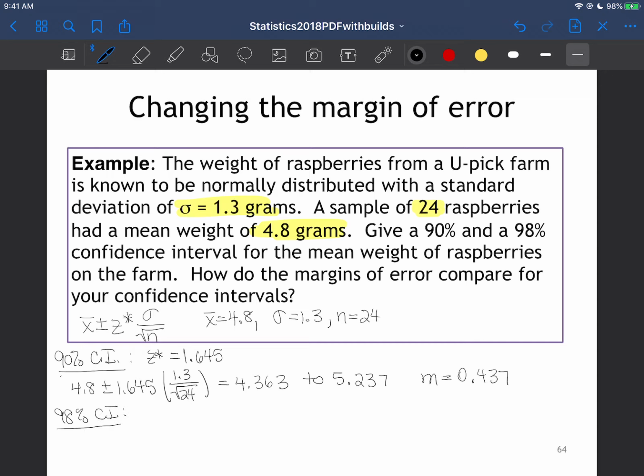Now for the 98% confidence interval, this one is not in your table. So you're going to have to look in the z-score table. And we want to look for an area of what? Well, I'm going to take my confidence level and convert it to a decimal and then divide by 2. So what is 0.98 divided by 2? 0.49. So we're going to go to the table and we're going to look for an area closest to 0.49. So why don't you pause the video and look for that.